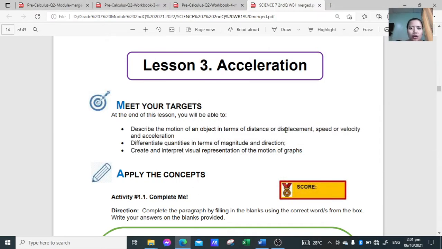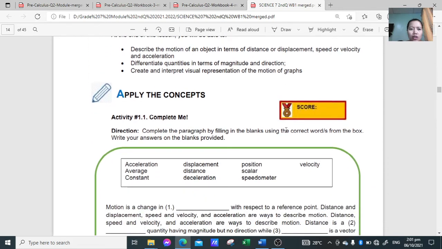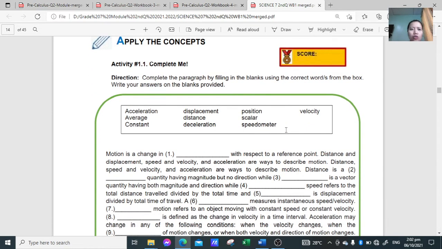You will be answering lesson number 3, acceleration. For activity 1.1, complete me. Follow the direction. You are going to complete the paragraph by filling in the blanks using the correct word or words from the box. Write your answer on the blanks provided. So here are the given terms or words that are possible answers for the following blanks.